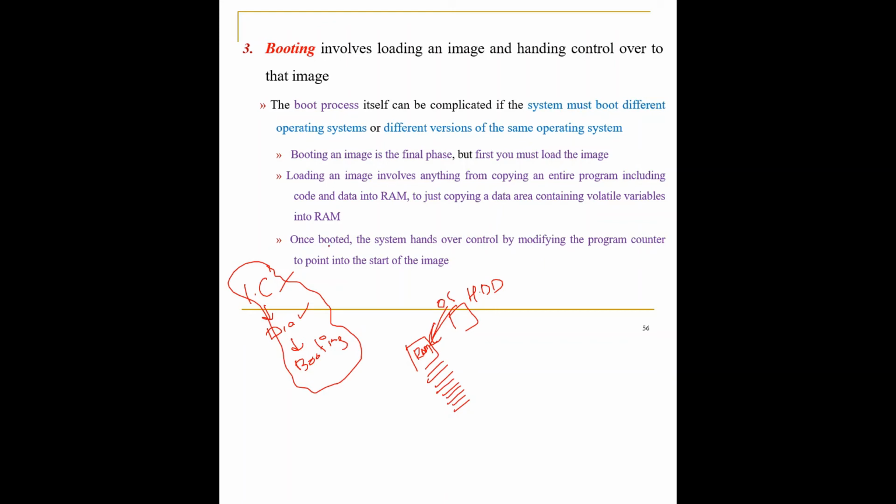Once booted, the system hands over the control by modifying the program counter to point to the start of the image. That is, once the operating system has been loaded into the RAM, your program counter will be pointing to the very first instruction so that these instructions will run. This is what your initialization code is actually doing. So this actually is a combination of the initialization code as well as the operating system, and it is being done by your initialization code and the operating system.